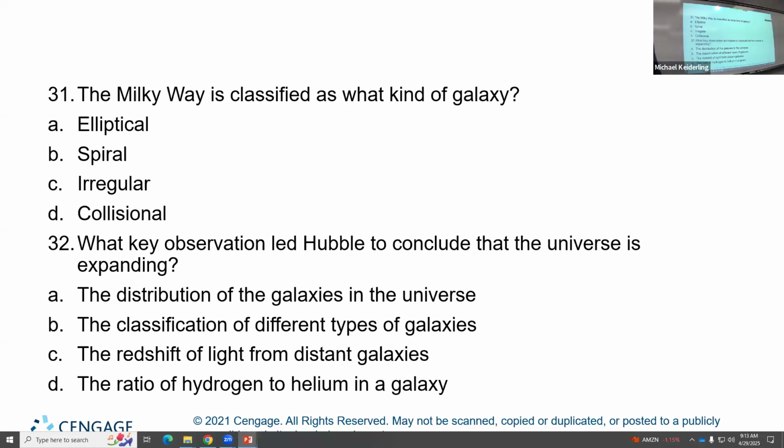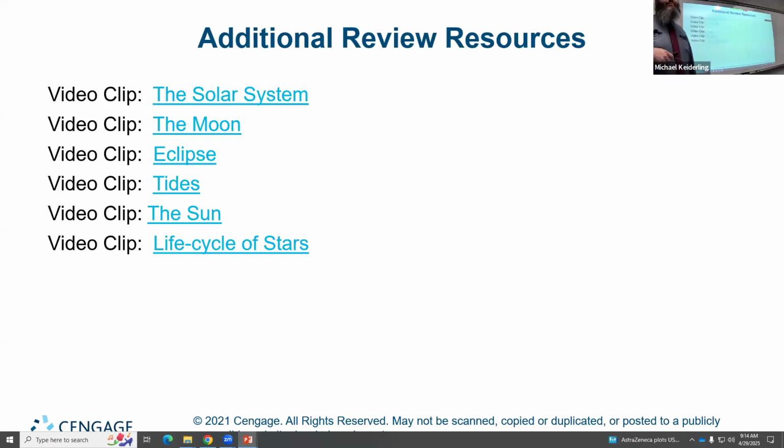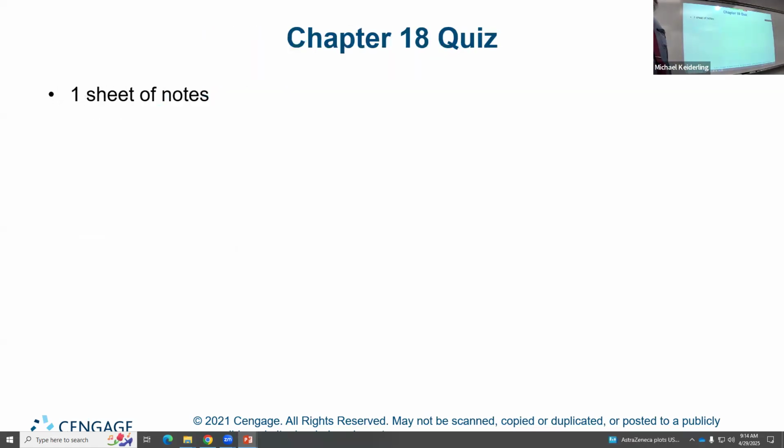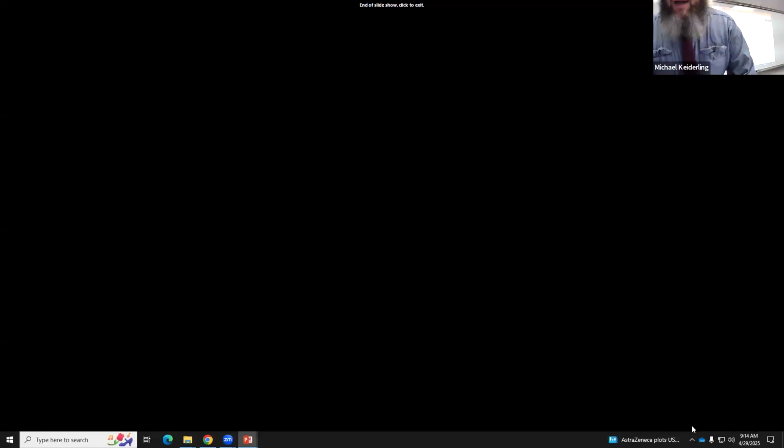The Milky Way is classified as a spiral galaxy, specifically a barred spiral galaxy. The key observation that led Hubble to conclude the universe is expanding is the redshift of light from distant galaxies. He observed that they were all moving away. And that is all of that. You can look those up on your own time.